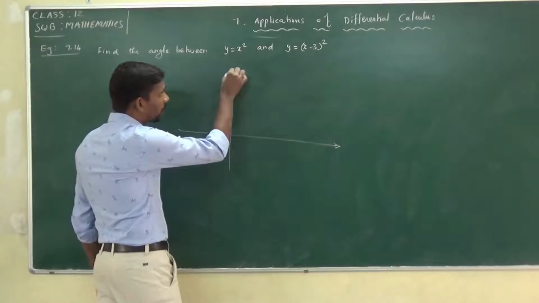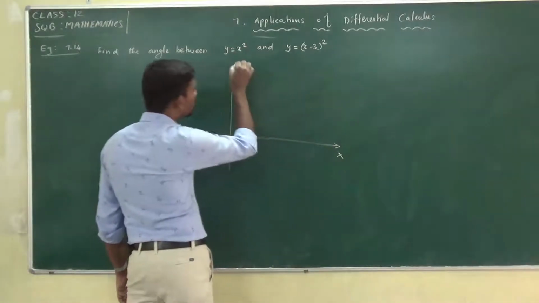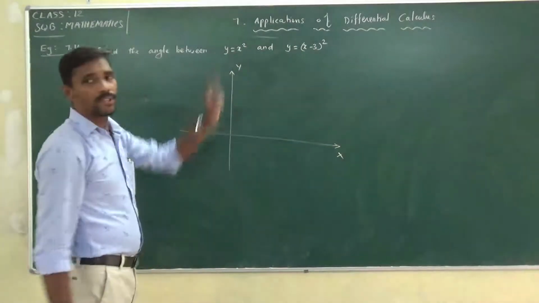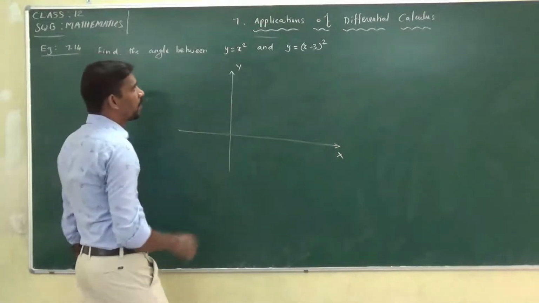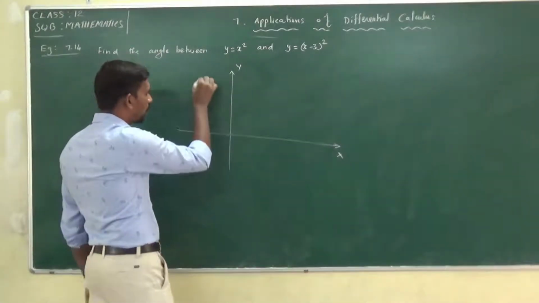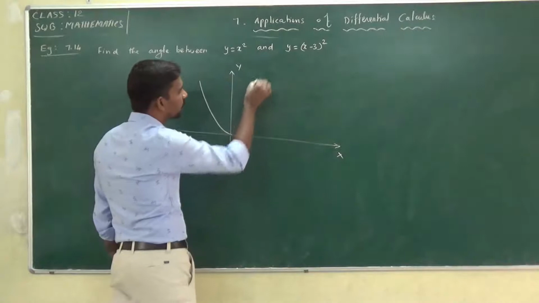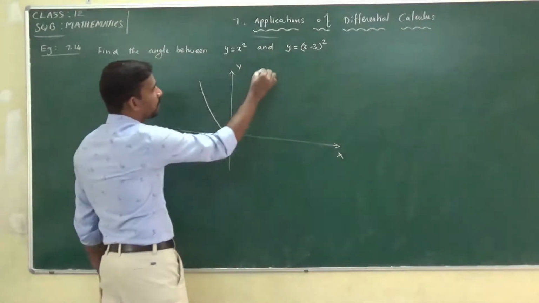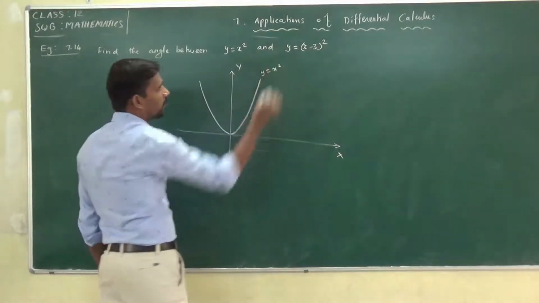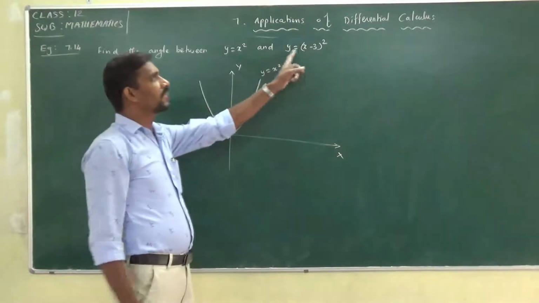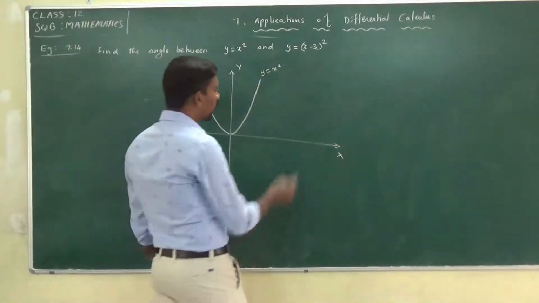The diagram carries one mark. Okay, so you want to draw y is equal to x square. The vertex should be the origin and it should open upward. So this is nothing but y is equal to x square. The next one, y is equal to x minus 3 the whole square.